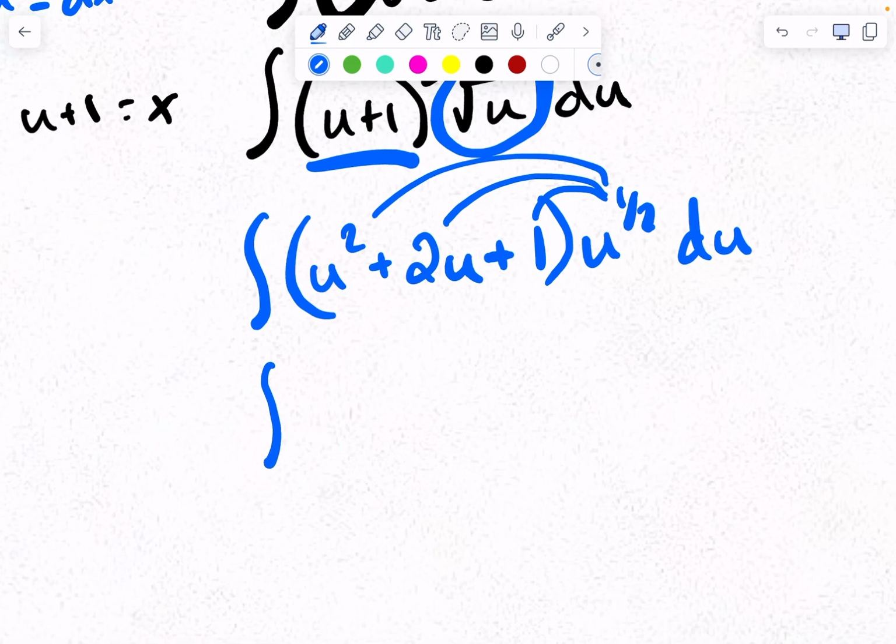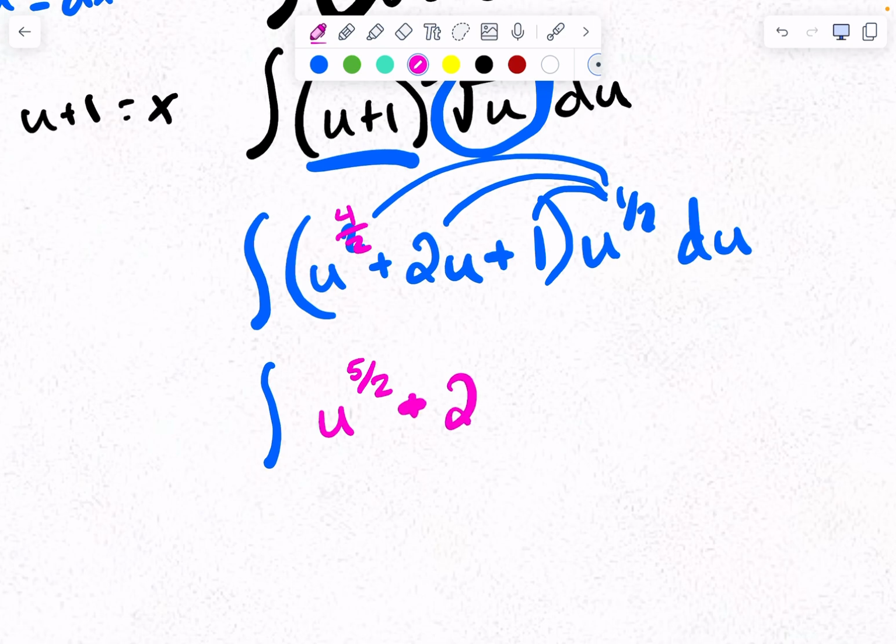You add the exponents. That's 1/2. This is 4 over 2. So that would be u to the 5 over 2 power. You're adding exponents. So 2 plus 1/2 is 2.5, which is 5 over 2.